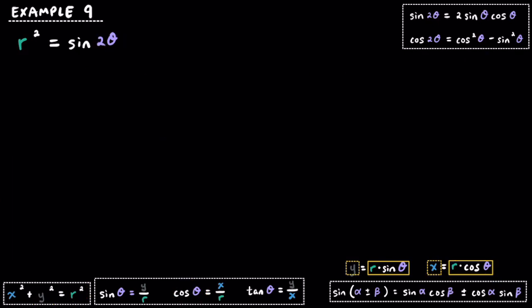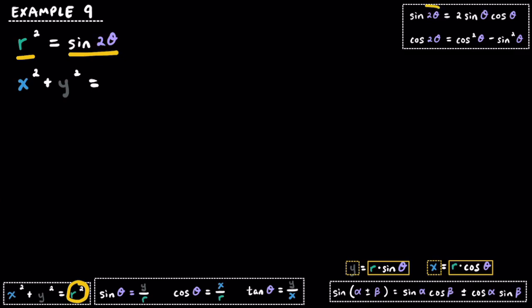For number 9, let's try the equation r squared is equal to sine of 2 theta. So right away on the left side, this r squared, we know what that's equal to. Let's make that substitution. So we'll write x to the second power plus y to the second power. Hopefully you're getting used to that by now. And on the right side, this is just our double angle formula.